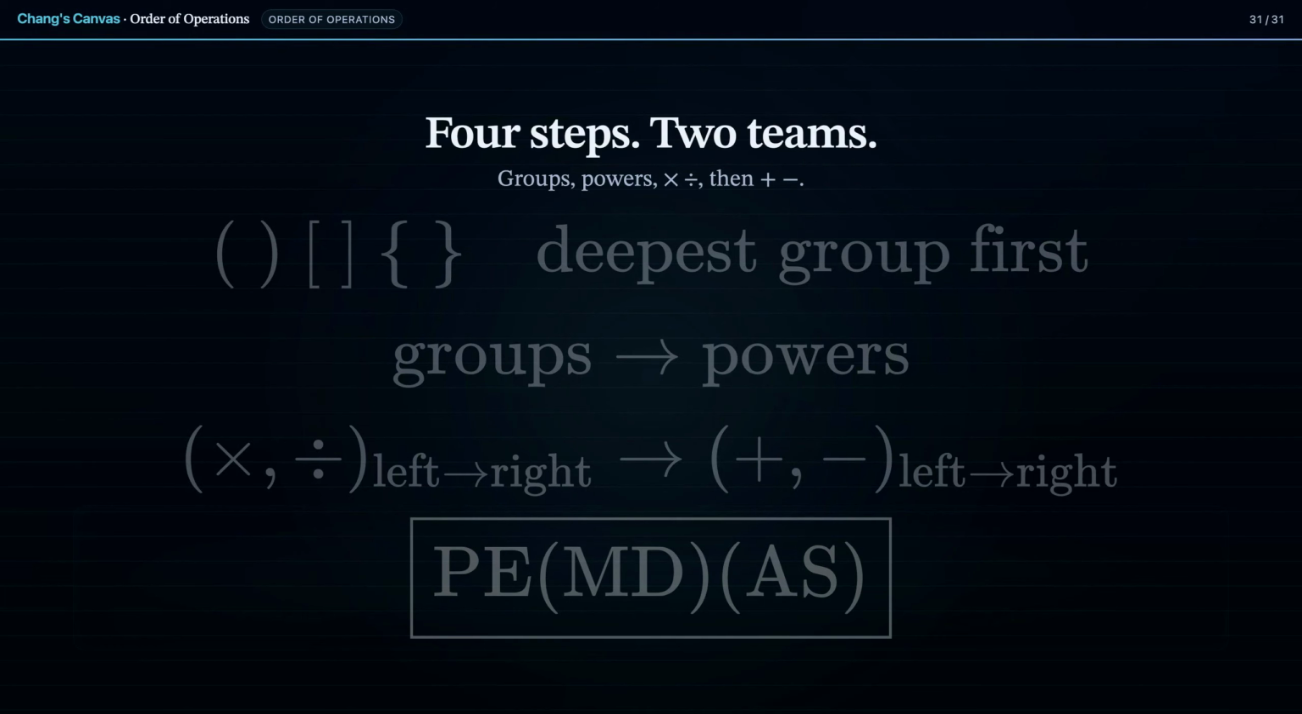Multiply and divide from left to right. Add and subtract from left to right. PEDMAS keeps those four steps in one short memory tool. The bracket shapes can make layers easier to read, but depth sets their order. When a line looks unclear, add explicit grouping or use a fraction bar.